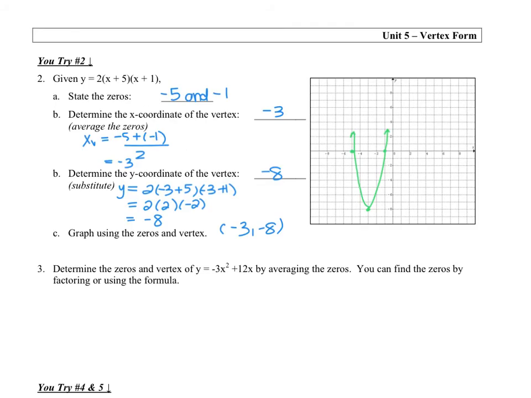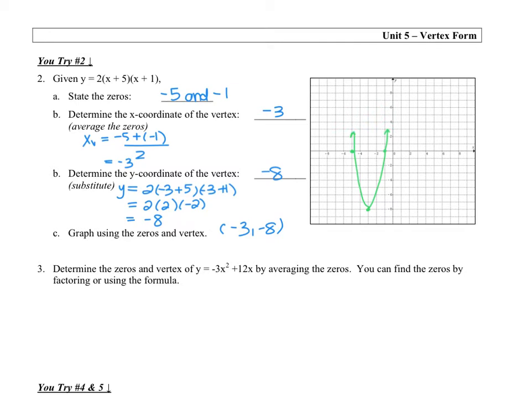Okay, so your zeros should have been -5 and -1 because we took those opposite signs. When I added them and divided by 2, I got -3, so that's the x-coordinate of my vertex. And then I took that -3 and replaced the x in my equation and just plugged it into my calculator and simplified to get -8. So I plotted the vertex, which was (-3, -8). I plotted the zeros and connected the dots and put arrows.